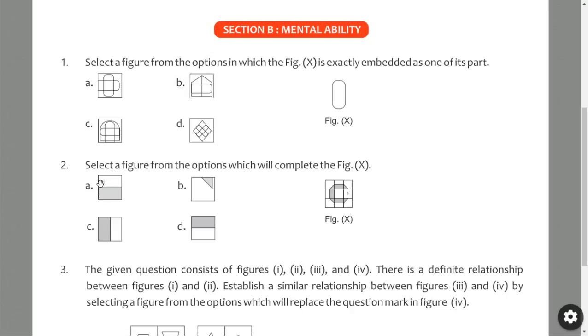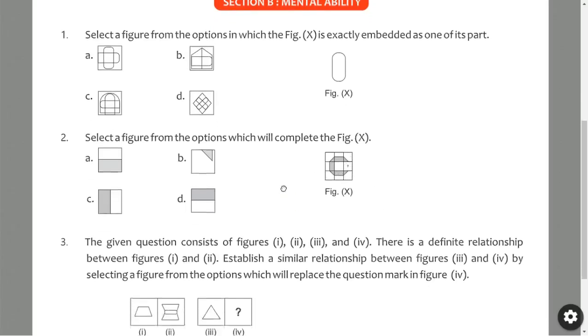Next, the second question: select a figure from the options which will complete the figure X. Which option are you going to use to complete this figure? See here, figure C is going to come in this place to complete this figure. When you use figure C, it completes this picture.